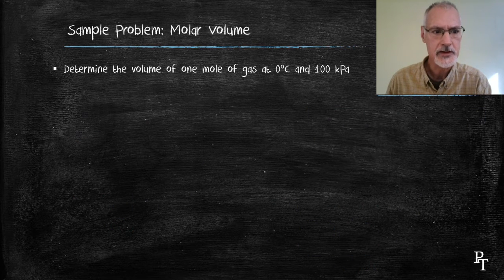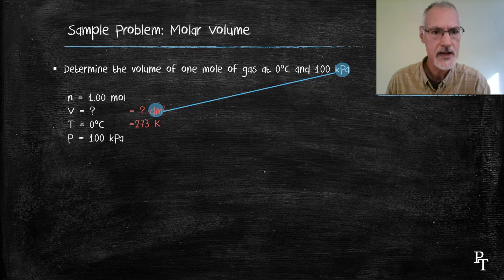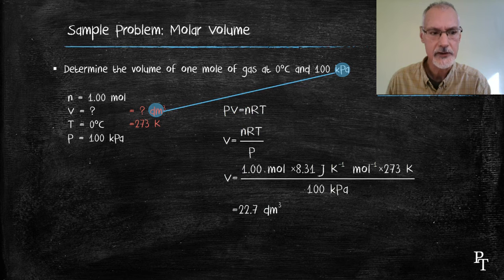Let's solve a particular problem here. Determine the volume of 1 mole of a gas at STP, standard temperature and pressure. I'll list my given information. 1 mole of gas, I want to know its volume, temperature 0 degrees Celsius and 100 kilopascals. First thing I notice is I have to get that temperature in Kelvin to use the ideal gas law. And the second thing I'm going to note is the fact that the unit of kilopascals is specified here, so I know that that means my volume will be in liters, or decimeters cubed. So, PV equals nRT, rearranged to get the volume of 1 mole on one side of the equation, and substituting in my units and solving.